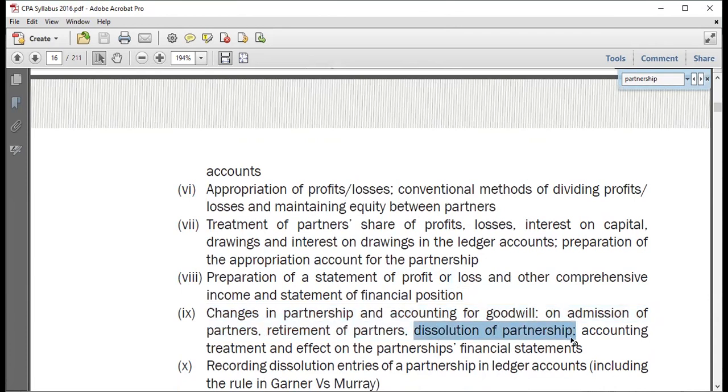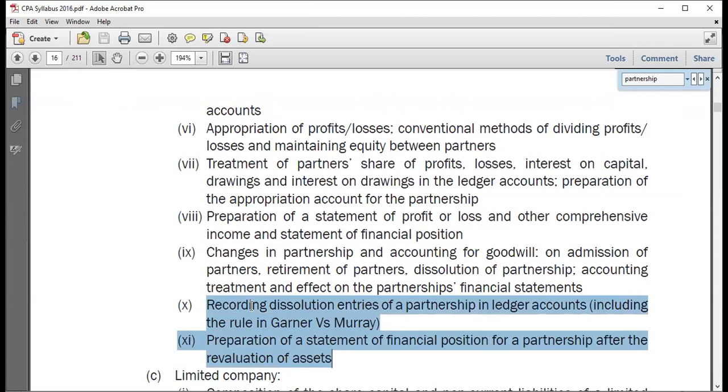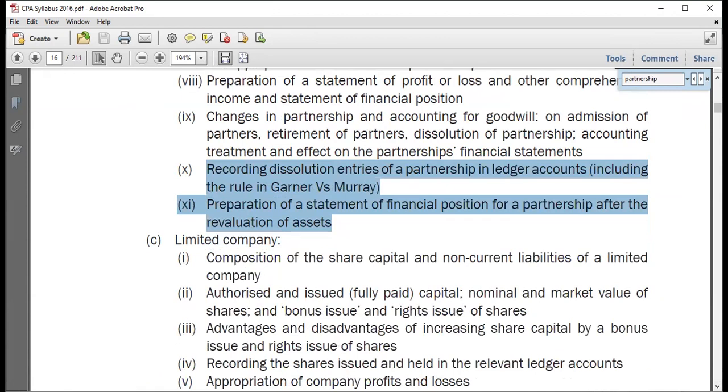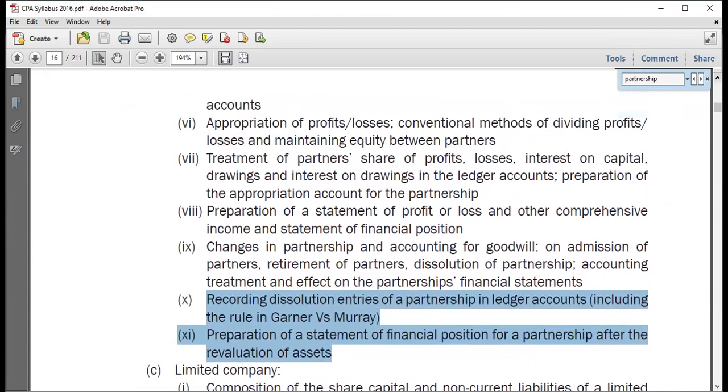Now this is what we shall basically look at. And we shall also look at the dissolution of entries, including the role in Ghana and Mali. And then we have the preparation of the statement of financial position after revaluation of assets. So we shall basically just concentrate on this. And yes, we shall call it a day. So that gives you an insight. But like I said, there are really many questions on partnerships, and what you have right now can allow you to do any question in partnership.